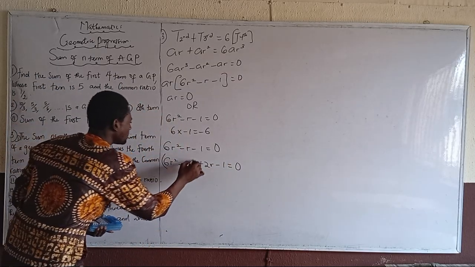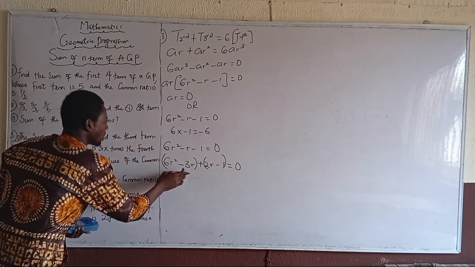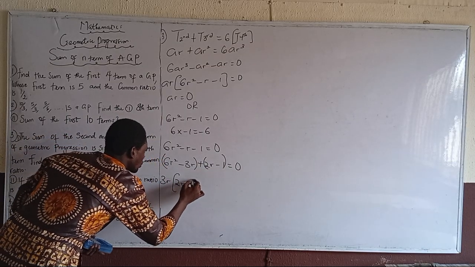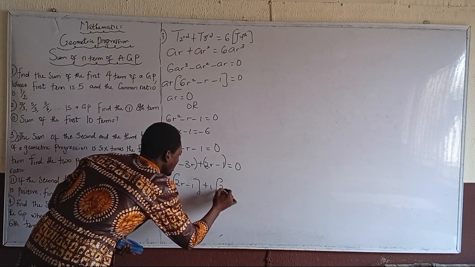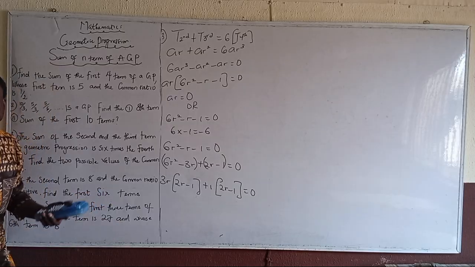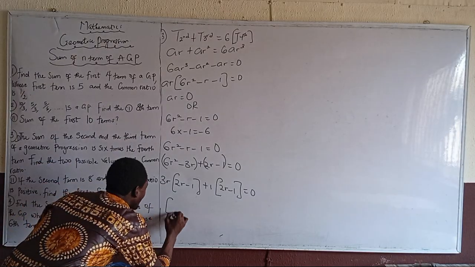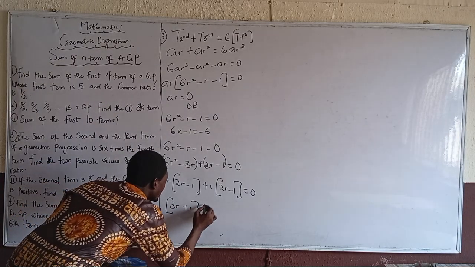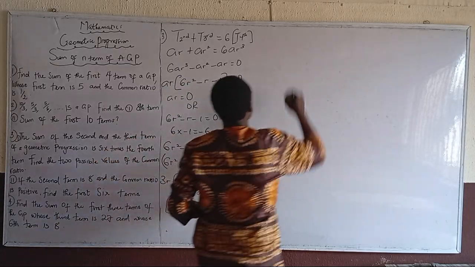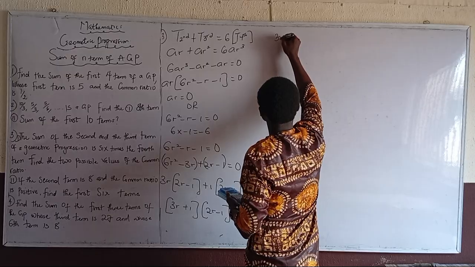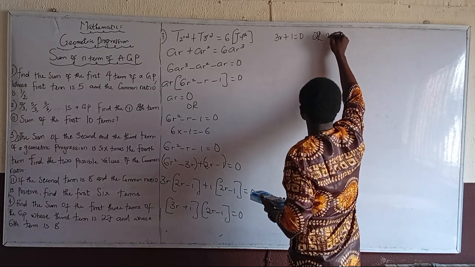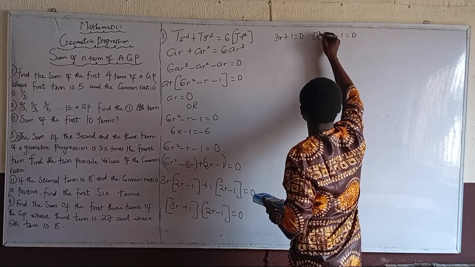So I put this in brackets. What is common here is 3R. Then I have 2R minus 1. Then plus 1 is common here: 2R minus 1 equals to 0. So the ones I've put outside the brackets, I put them in one bracket, 3R plus 1. Then I have 2R minus 1 equals to 0. So here becomes 3R plus 1 equals to 0, or 2R minus 1 equals to 0.